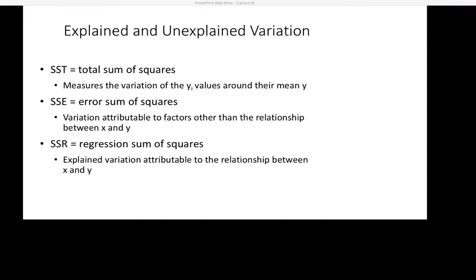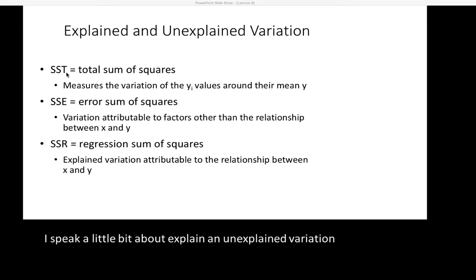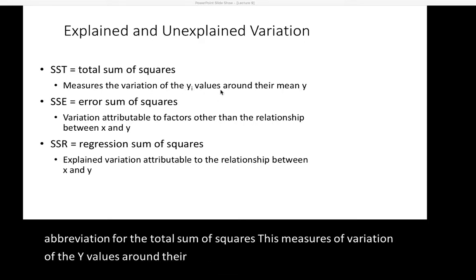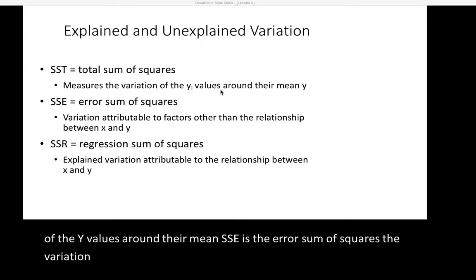Okay, so let's speak a little bit about explained and unexplained variation. SST is the abbreviation for the total sum of squares. This measures the variation of the y values around their mean. SSE is the error sum of squares, the variation attributable to factors other than the relationship between x and y.